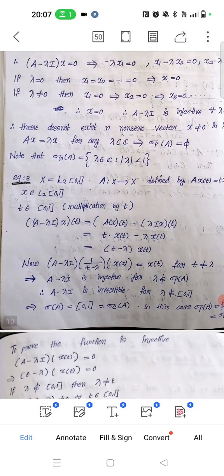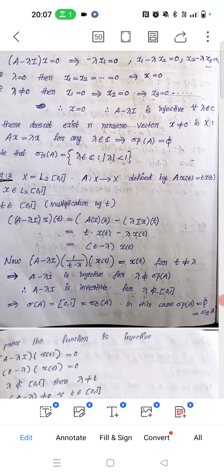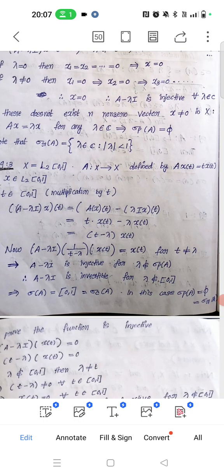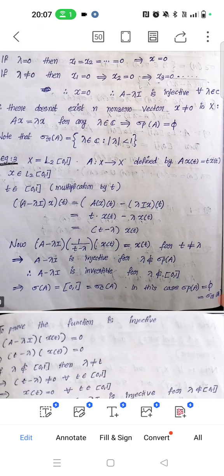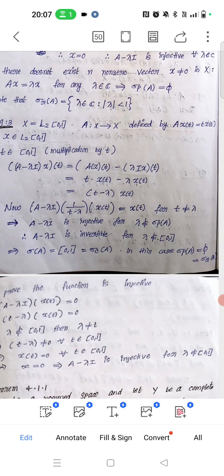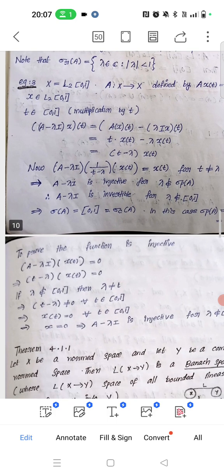Next, look at the point spectrum, residue spectrum, and continuous spectrum of the special operator on capital L2. That's what we discussed earlier. A of x of t equal to t into x of t. In that case, spectrum and continuous spectrum coincide, and it is equal to the closed interval 0, 1, and the other two spectrums, sigma P of A and sigma R of A, are empty. Okay.